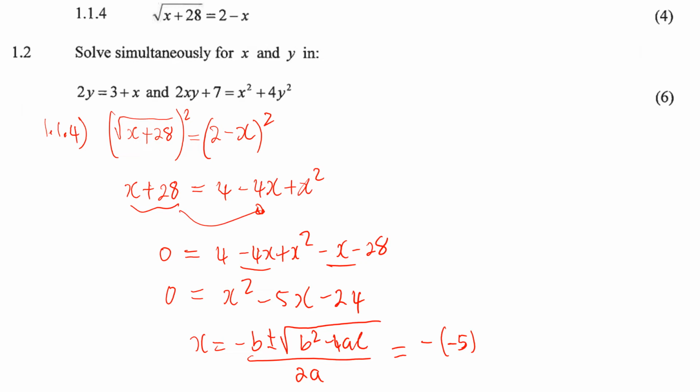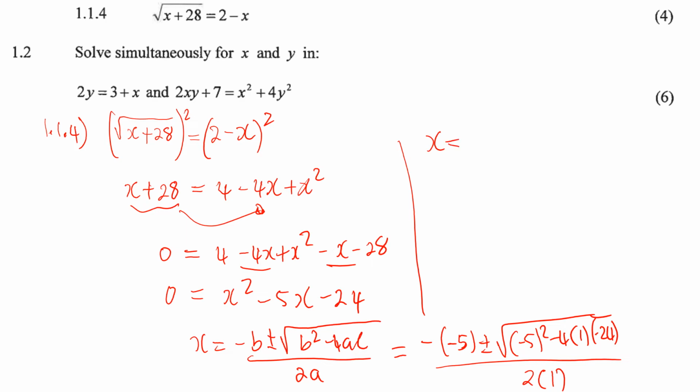So our b is minus 5, so it's going to be plus or minus root of minus 5 squared minus 4ac, which is minus 24, all divided by 2 times a, which is 1. Okay, so we can just simply use a calculator to get the answer. So x is going to be equal to 8, or x will also be equal to, we just punch our calculator, minus 3. All right, so those are the two values of x that we got.